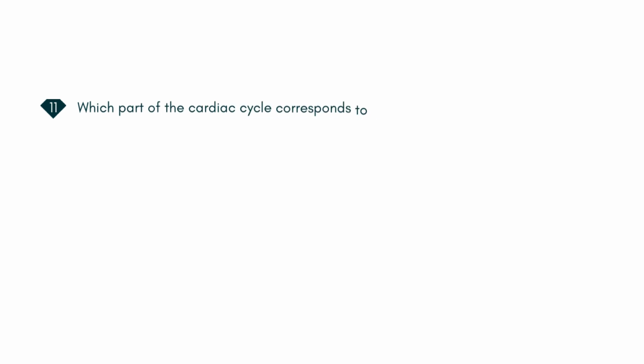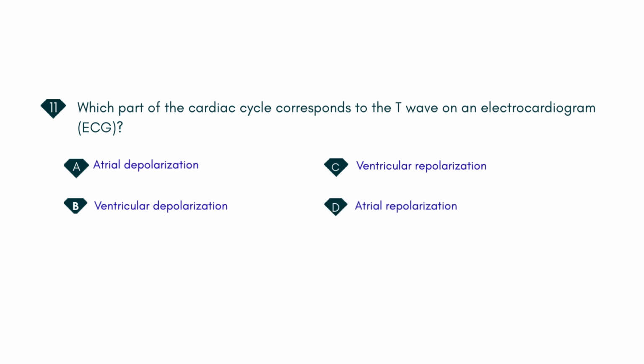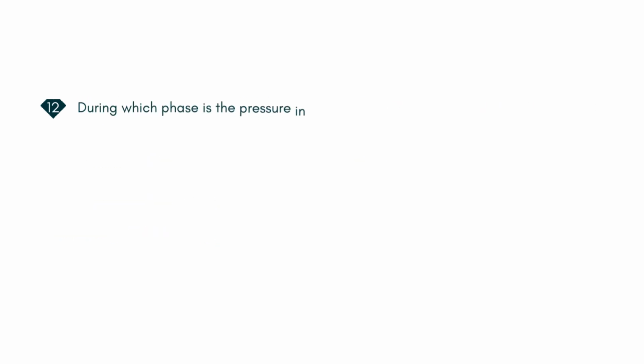Which part of the cardiac cycle corresponds to the T wave on an electrocardiogram, ECG? A. Atrial depolarization. B. Ventricular depolarization. C. Ventricular repolarization. D. Atrial repolarization. Answer C. Ventricular repolarization. During which phase is the pressure in the ventricles the highest?